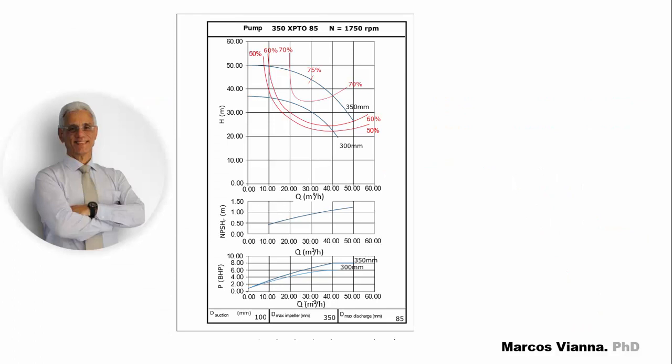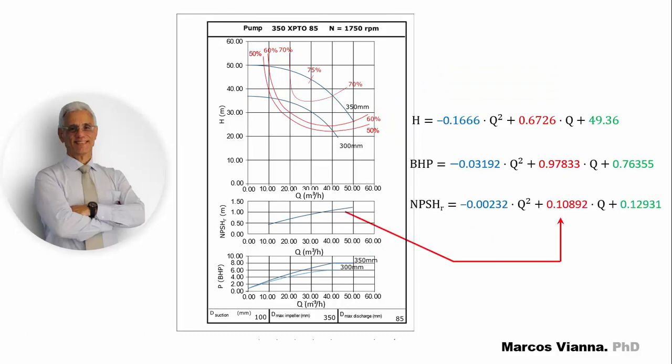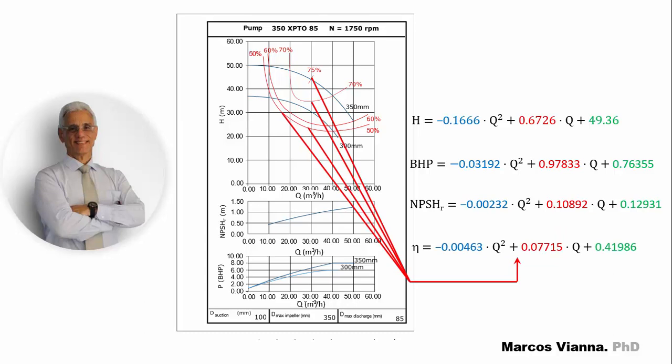Okay, the plan is to substitute the graphical procedure method by an algebraic procedure method. For this, we have second-degree polynomial expressions for H versus Q, power versus Q, required NPSH versus Q, and efficiency versus Q. They will spare us a lot of work.